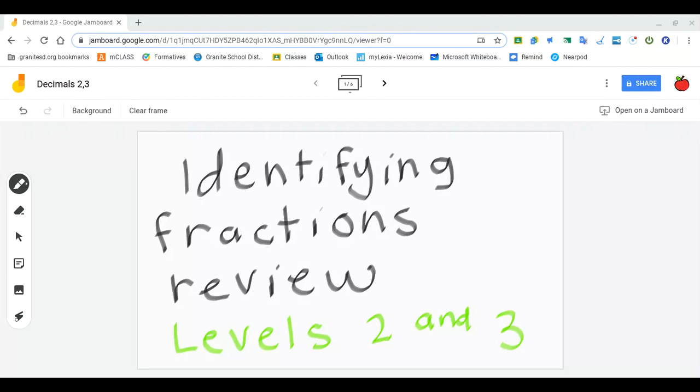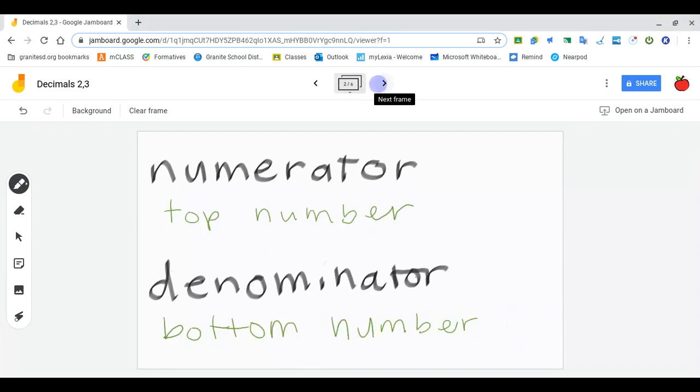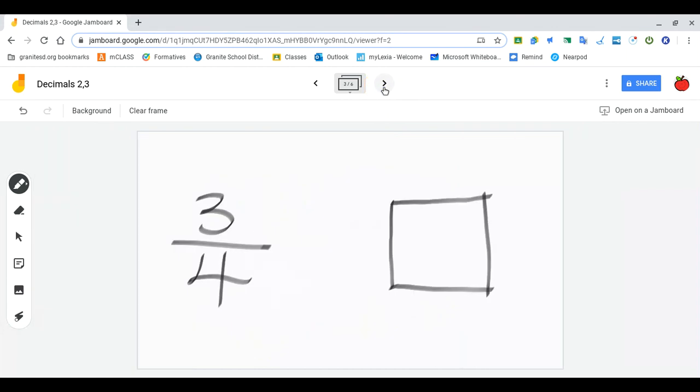Hello, we're going to continue on with decimals by reviewing identifying fractions. And we're going to start with just going over some vocabulary with numerator and denominator. Numerator is the top number and denominator is the bottom number. And we're going to go over that with an example. So here I have 3/4, numerator being 3, denominator being 4, and we need to make a picture.